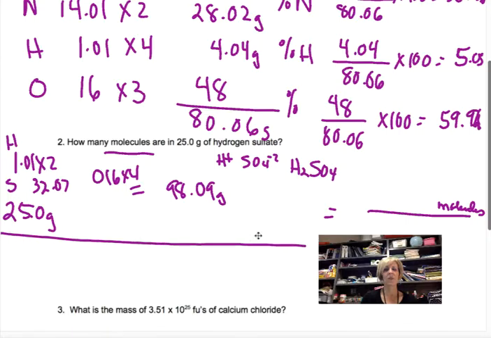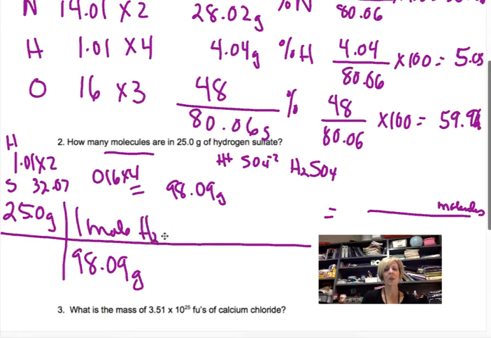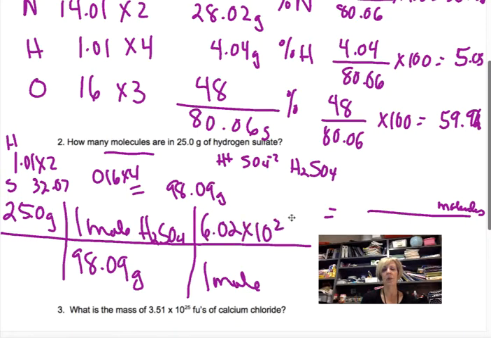So I've got 25 grams of my H2SO4, and I know that 98.09 grams is how much 1 mole of H2SO4 weighs. That's my molar mass. Now I know that in 1 mole, there are 6.02 times 10 to the 23 particles, in this case, molecules or FUs of hydrogen sulfate. So my grams cancel, my moles cancel, and I end up with number of particles.